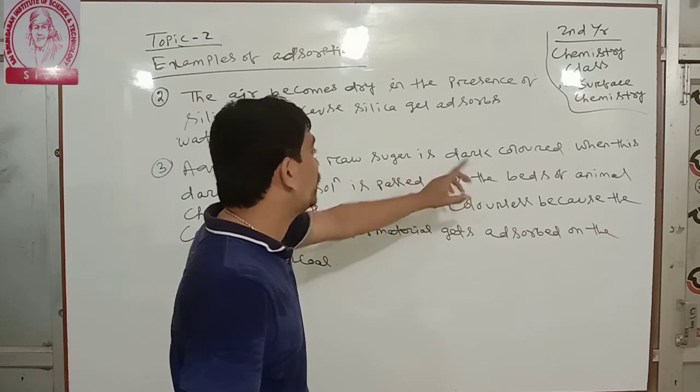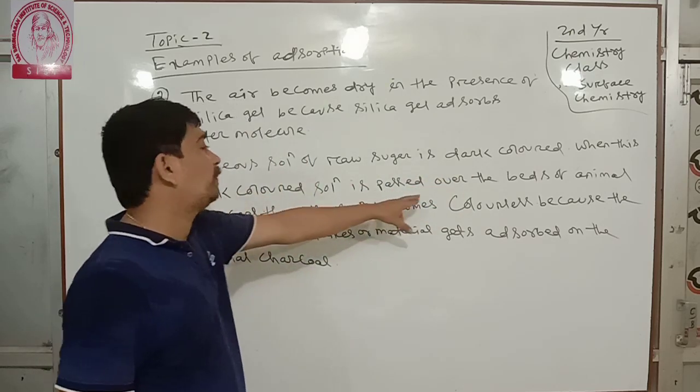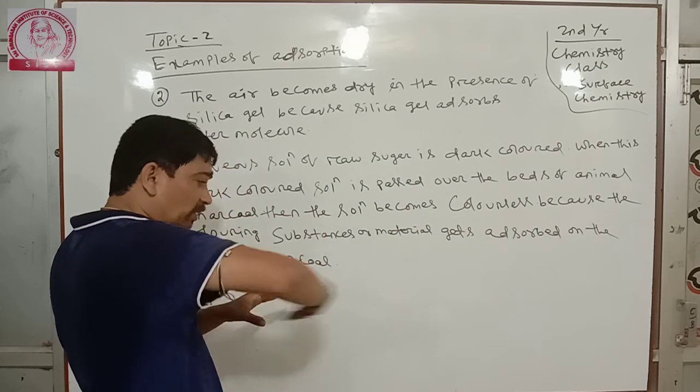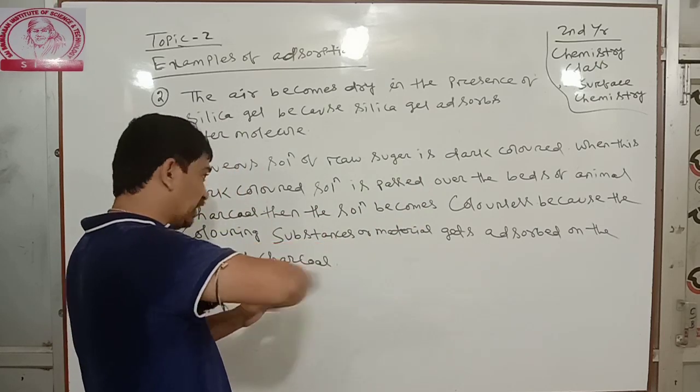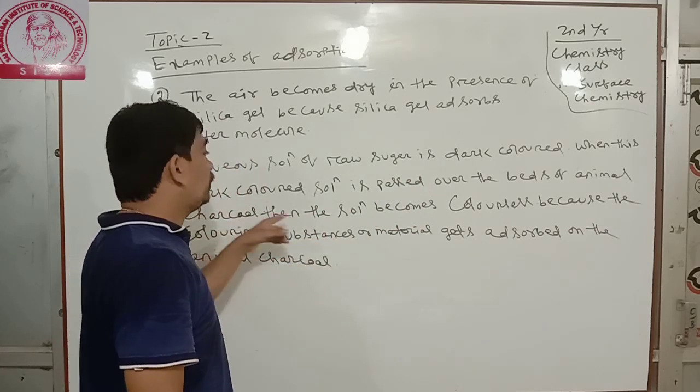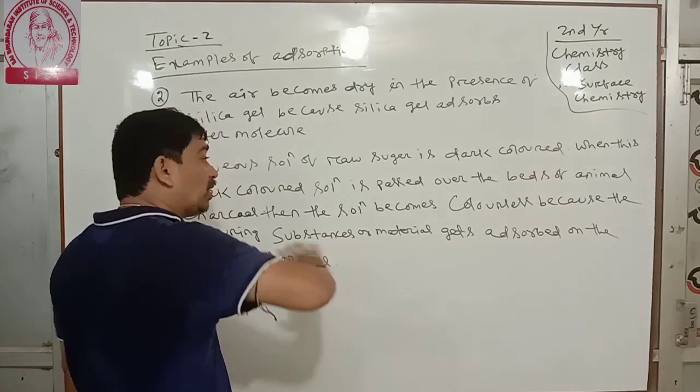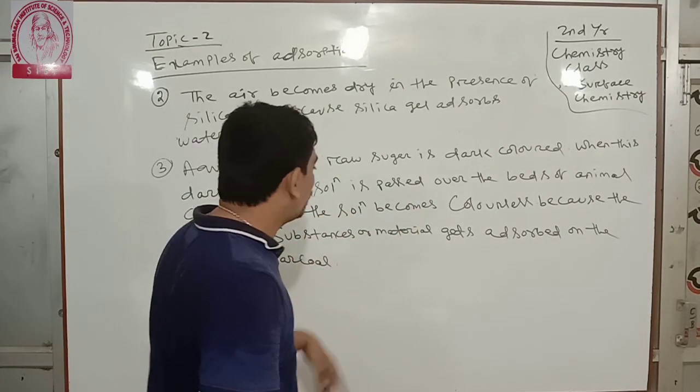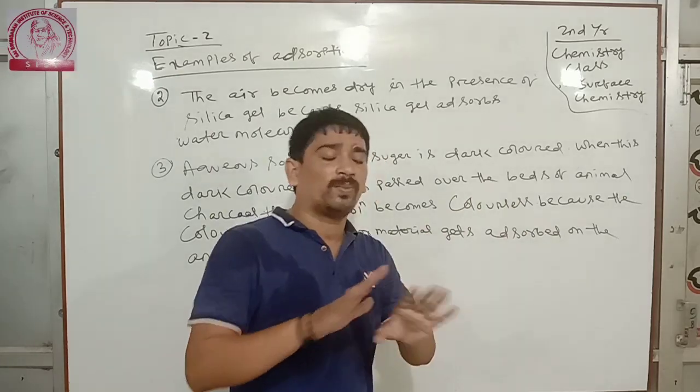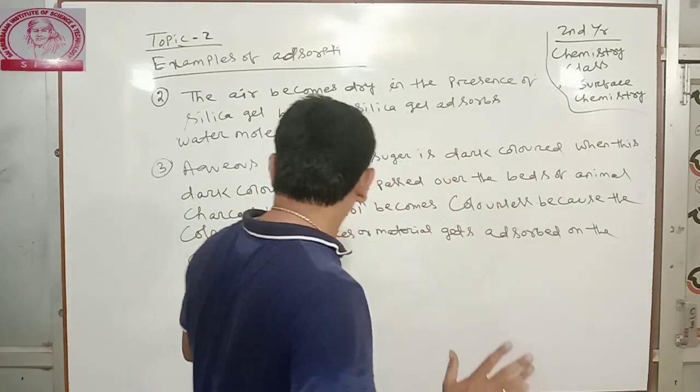The aqueous solution of raw sugar is dark color. When this dark color solution is passed over the beds of animal charcoal, the solution becomes colorless, because the coloring substances or material get adsorbed on the surface of the animal charcoal.